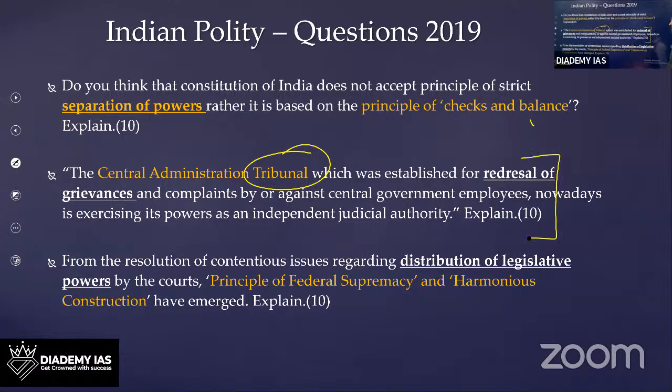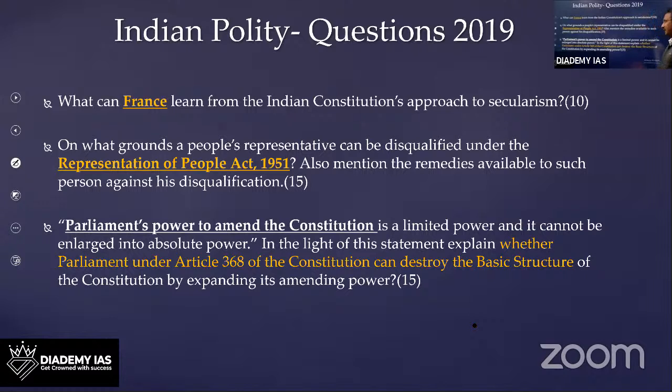Now, this question was there because of some amendment, some news. Then the next question is on the principle of federal supremacy and harmonious construction. This question is from federalism, but again it is a little bit of a micro topic. It is not a very broad topic. If you are aware of it, only then can you answer, otherwise you cannot. Then next is what India can learn from France in secularism. As I told you, the Representation of People Act, Article 368. So these are various questions, and you can see all types of questions are there. On what grounds can a people's representative be disqualified under the Representation of People Act 1951? Also mention the remedies available to such a person against disqualification.